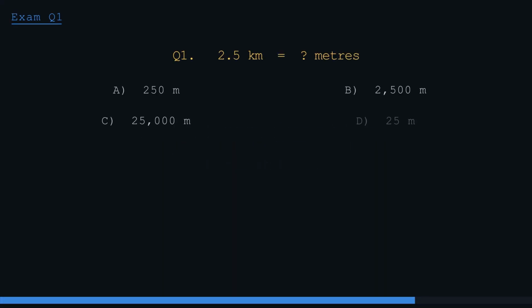Question 1. Convert 2.5 kilometers to meters. Pause and choose your answer. The answer is B, 2,500 meters. 1 kilometer equals 1,000 meters, so 2.5 times 1,000 equals 2,500 meters.